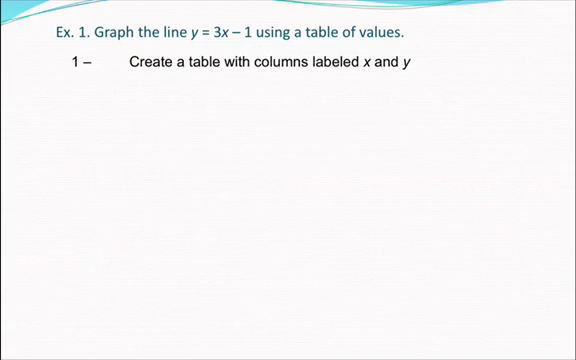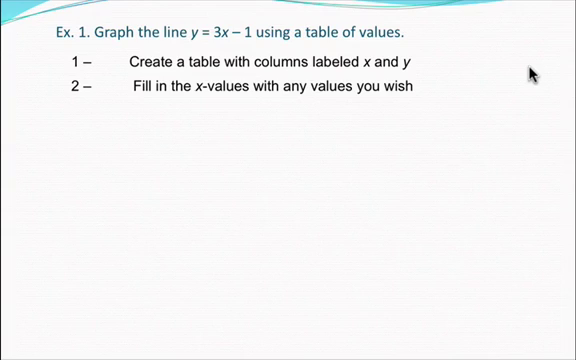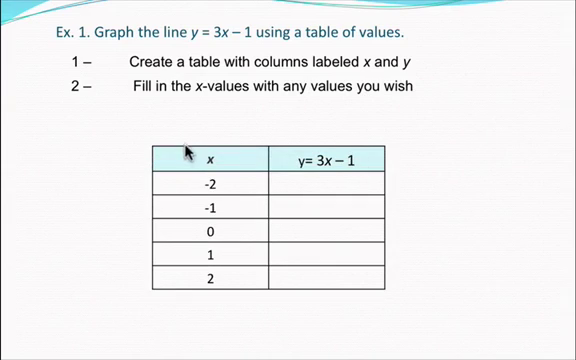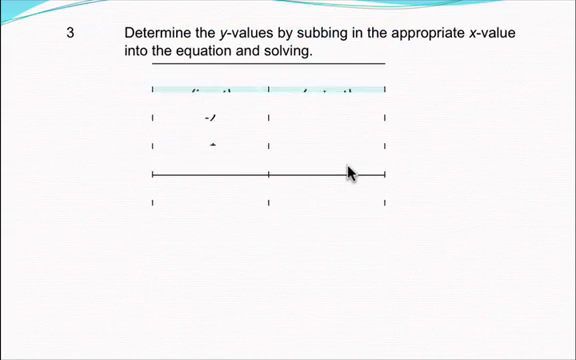So the way we do this is we once again create a table of values with x and y headings, and we can pick any x values we want. In this example, we're going to again use -2, -1, 0, 1, and 2. In each case, we're going to use our x value to calculate the value of y. So we're going to sub into our linear equation and solve.